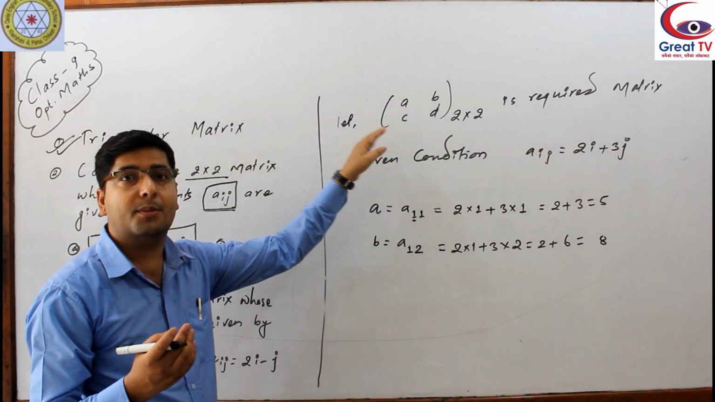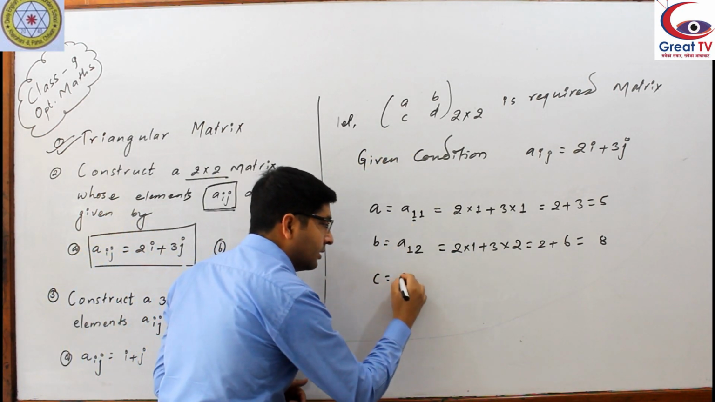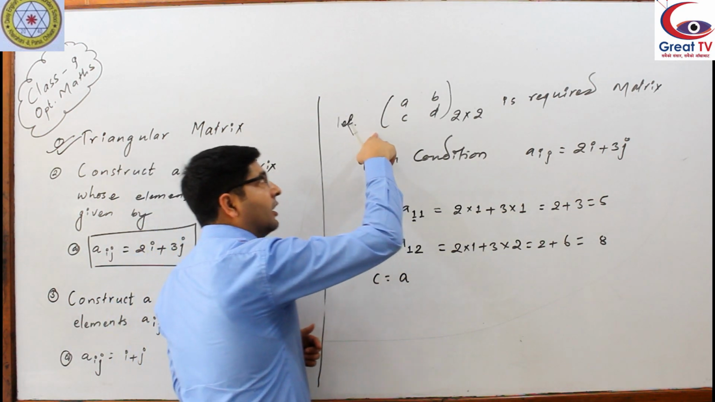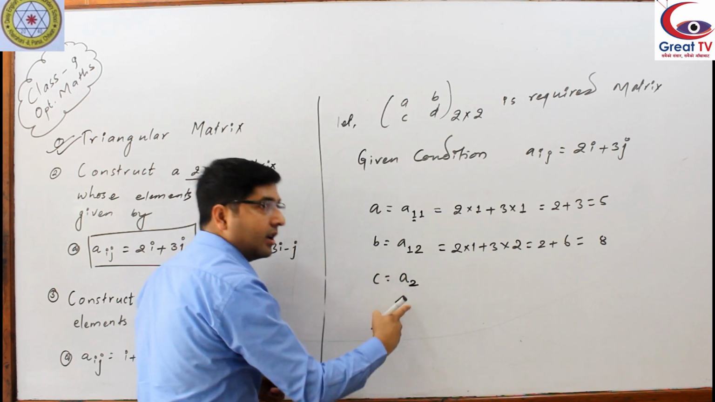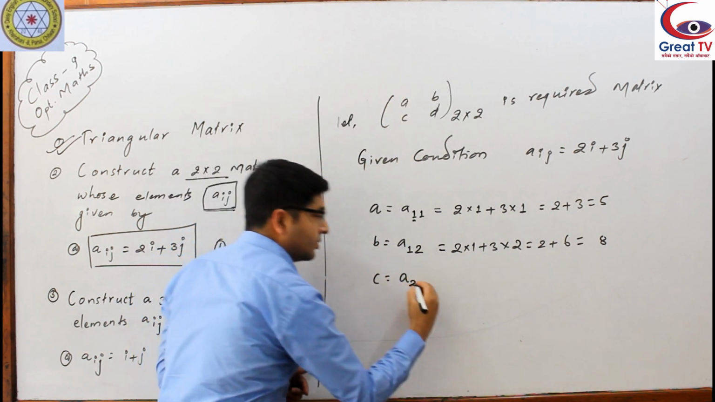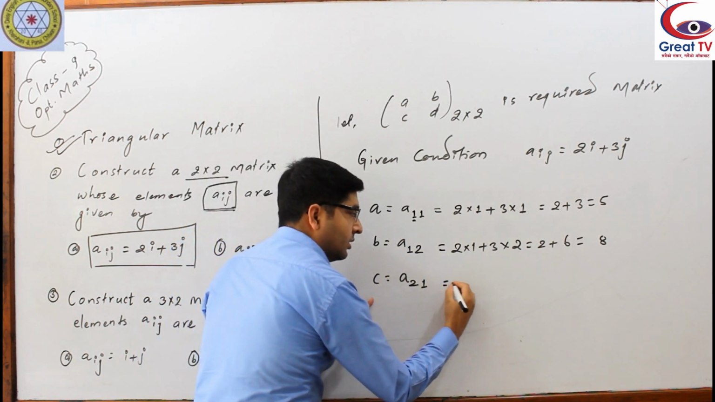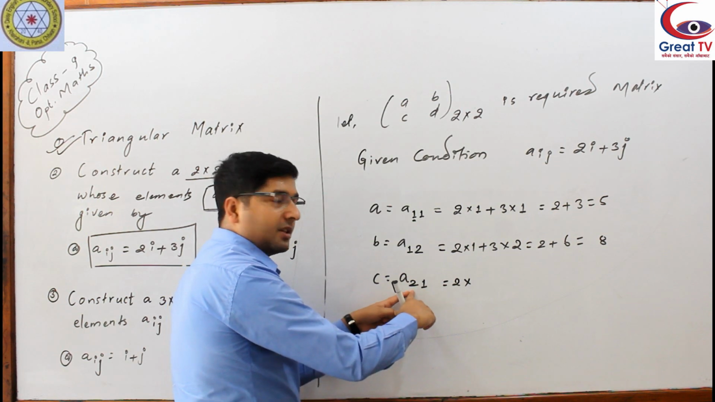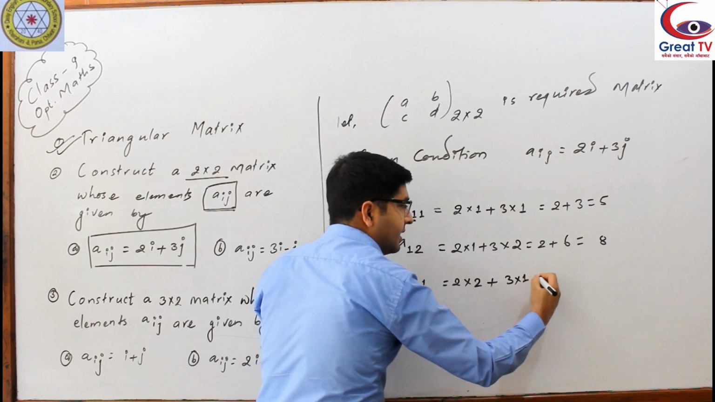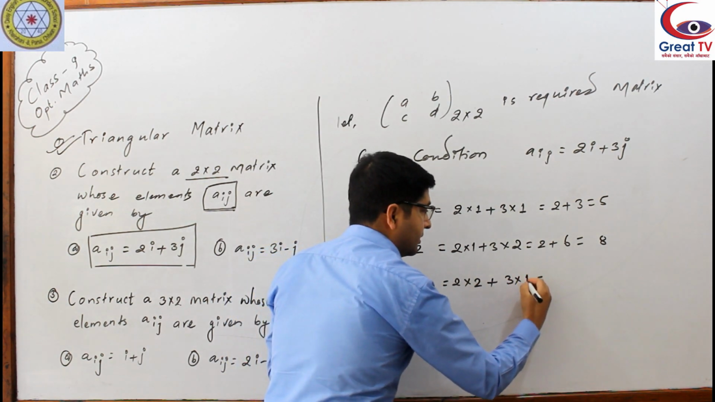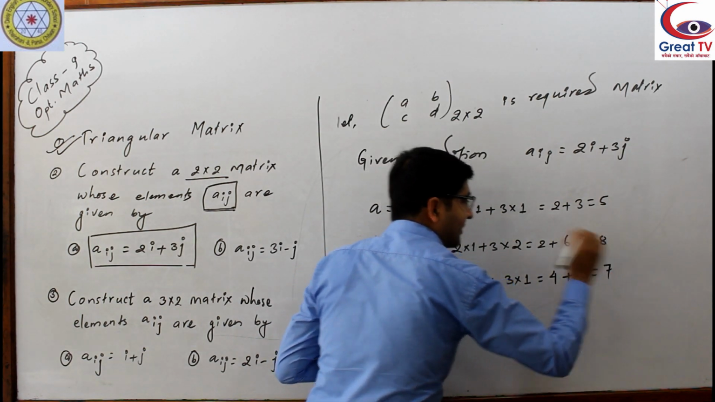Now we have two entries remaining, C and D. We have to find out the value of C and D from here. So you express C in the form of aij. C lies on second row, first column, a21, which is the position of C. That is 2 multiplied by 2, the value of i, plus 3 multiplied by 1, which is 4 plus 3, equal to 7.